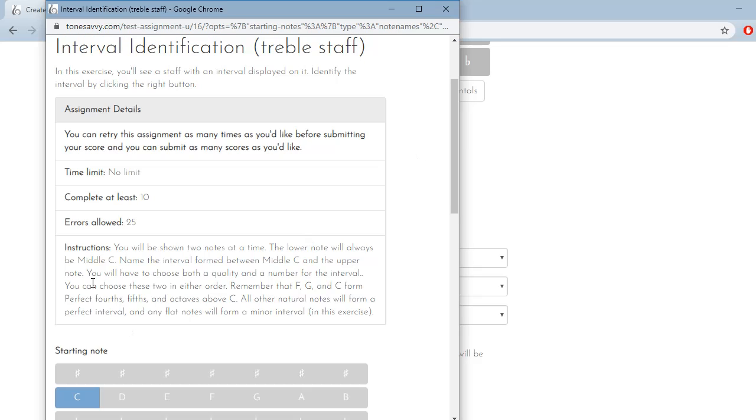What that means is, I put in these instructions, you'll be shown 2 notes at a time. One of them will always be middle C. That's the C just underneath the treble clef staff. And what you have to do is name the interval between that middle C and whatever the higher note is. You're going to have to click on both the quality of the interval, which is major, minor, or perfect in this example. We're not worried about diminished or augmented today. And also click on the number that the interval is.